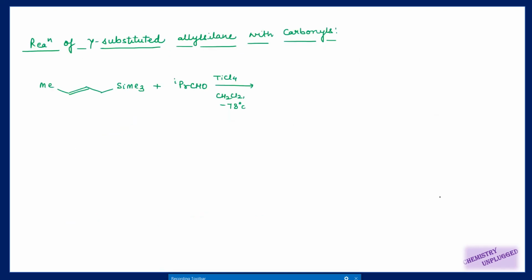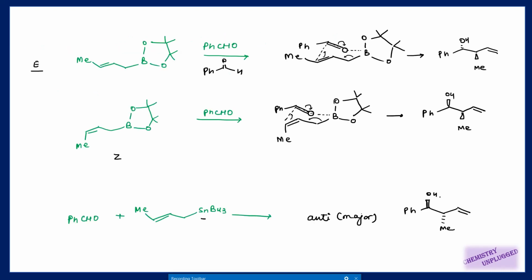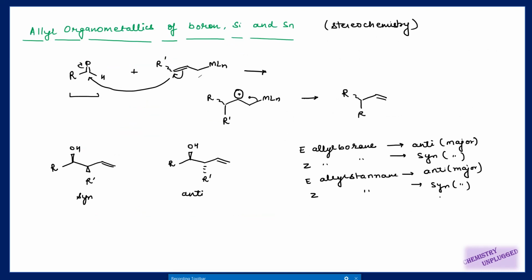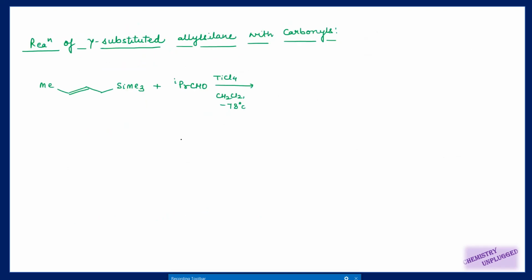Next we will take the reaction of gamma substituted allyl silane with carbonyl. This is nothing different from these organoborane and organostannane compounds. They are also gamma substituted. Gamma substituted means this is your alpha carbon, this is beta and this one is gamma. So at the gamma position we have an alkyl group, right? So these are all similar to this one, right? So don't be confused with its name. This is again a substituted allyl silane, we should say.